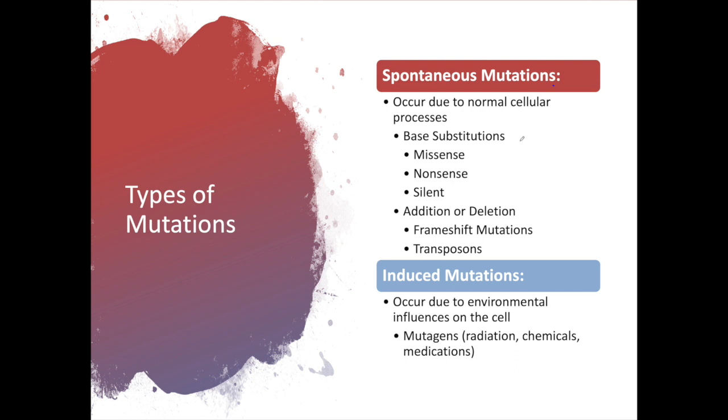Within the spontaneous mutations, we have two basic categories that occur. We have base substitutions and what we call frameshift mutations that occur due to additions or deletions. And then, of course, down here at the third one, we also have transposons. Base substitutions, we're going to look at the three different types of mutations that occur due to base substitutions within the genome. And then we will look at the types of mutations that occur due to frame shifts because of an addition or a deletion of a base within a gene.